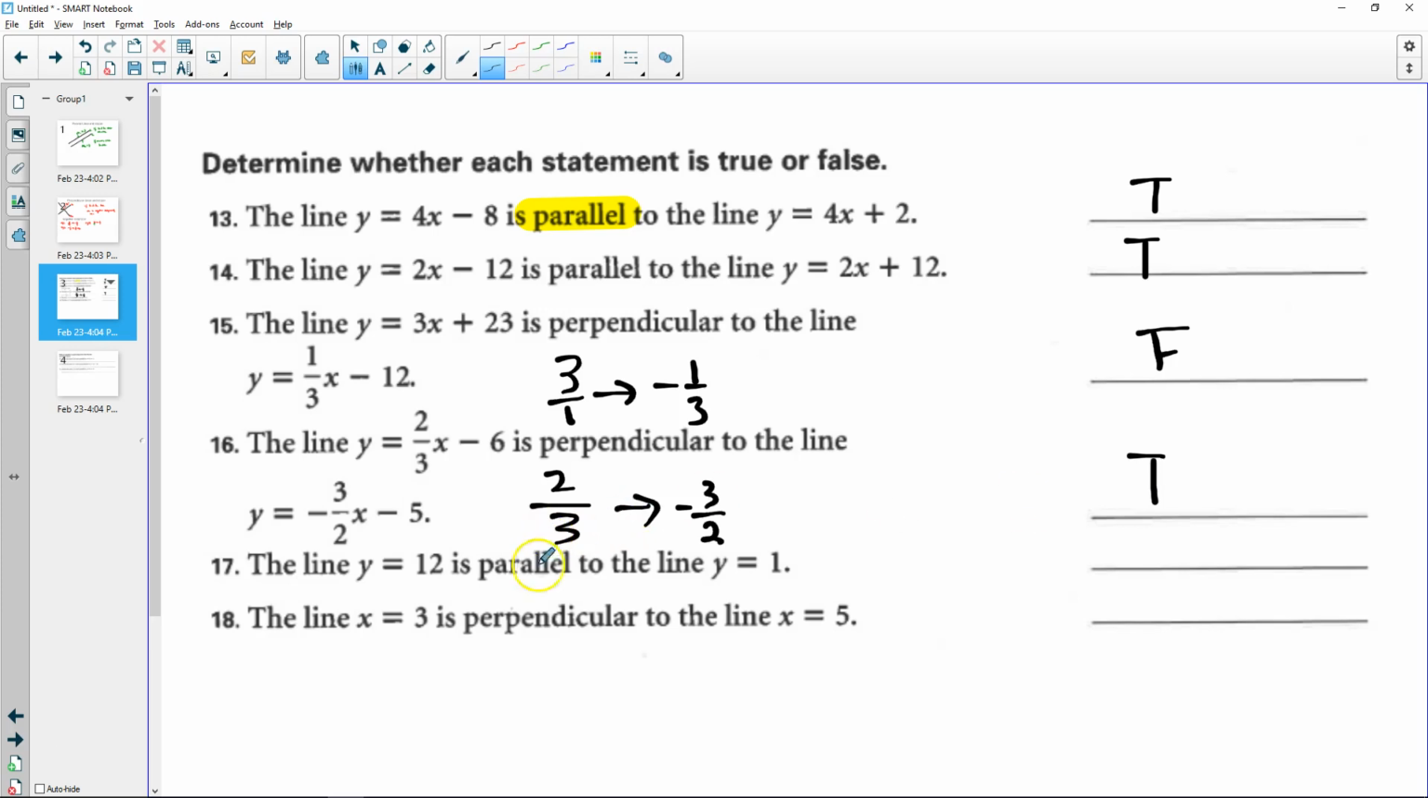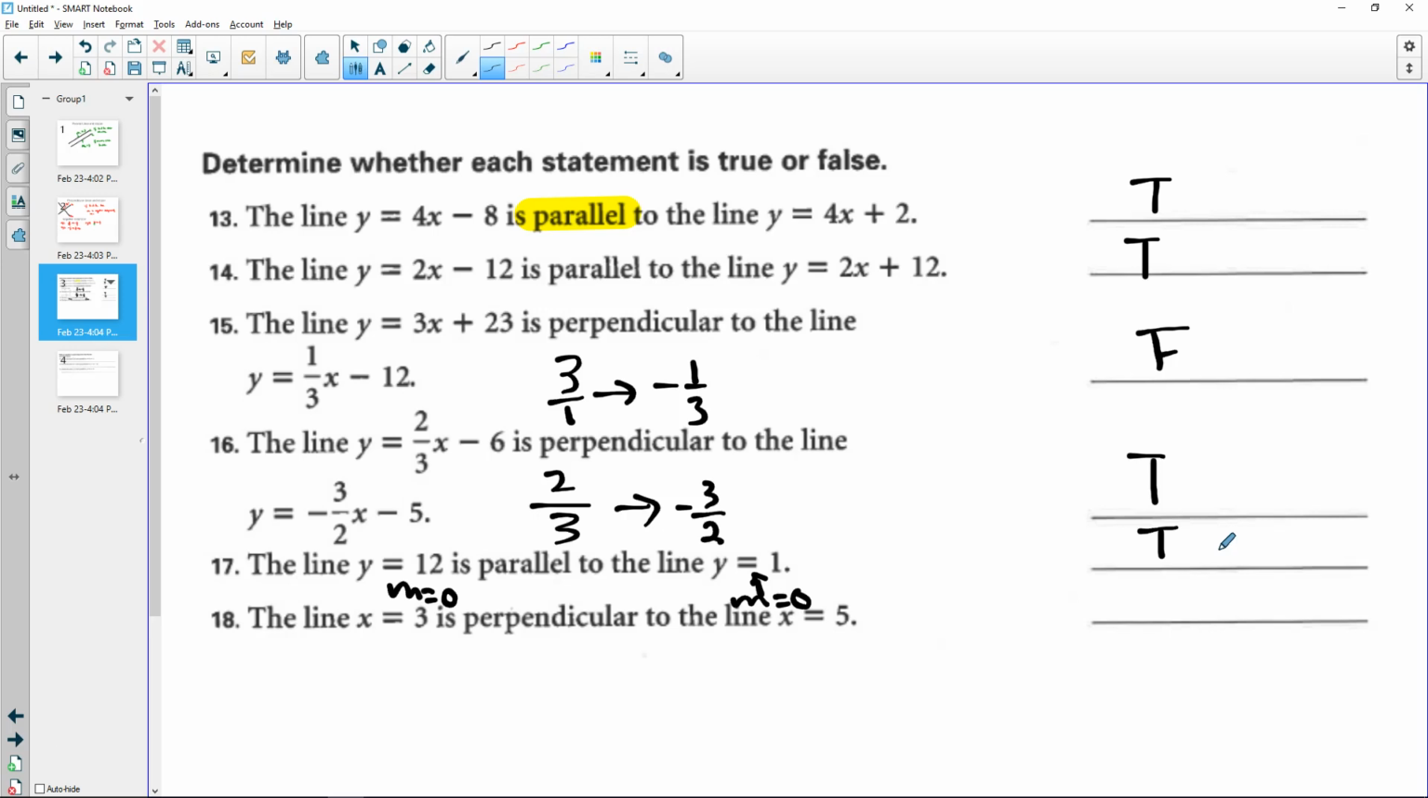The line y is equal to 12 is parallel to the line y is equal to 1. Now this one is a little bit more difficult. We didn't have the mx, right? We are looking for the mx. If you watched one of the videos before, I did talk about it. y is equal to 12, same as y is equal to 1. The mx is not there. That means the m in this scenario is just going to be 0. The same applies over here. It's not there, that means it's 0. So 0 is actually equal to 0. Therefore, it's true. A lot of you put false for this.